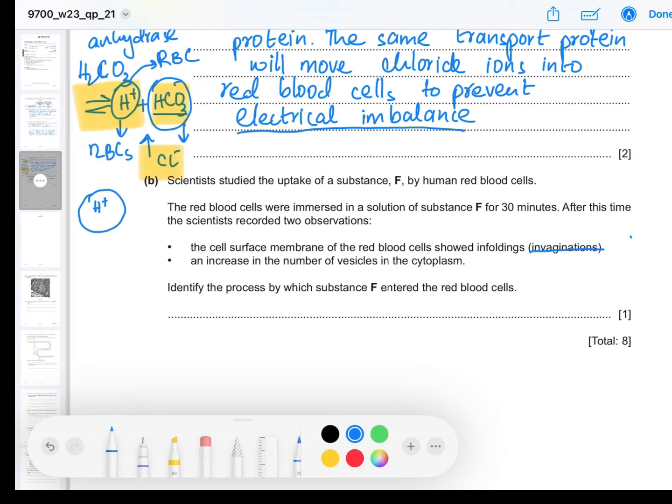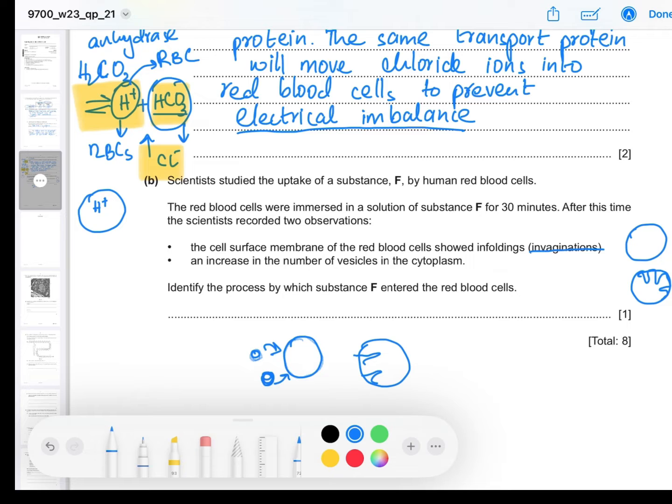So it's almost like here you can observe the cell surface membrane before being immersed in the solution, and afterwards you would see something like this, foldings of the cell surface membrane pointing inside the cell. This is an indication of endocytosis, as during the process of endocytosis, vesicles outside of the cells will join with the cell surface membrane and release their contents into the cell.